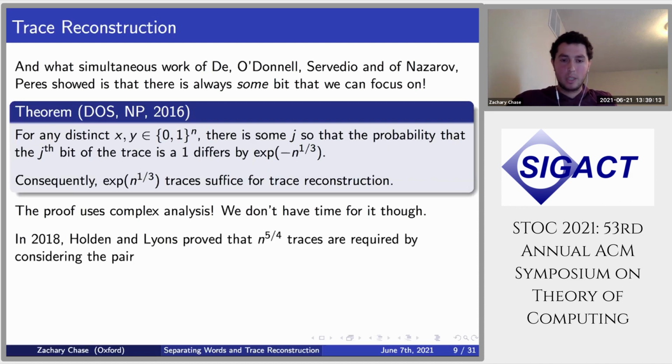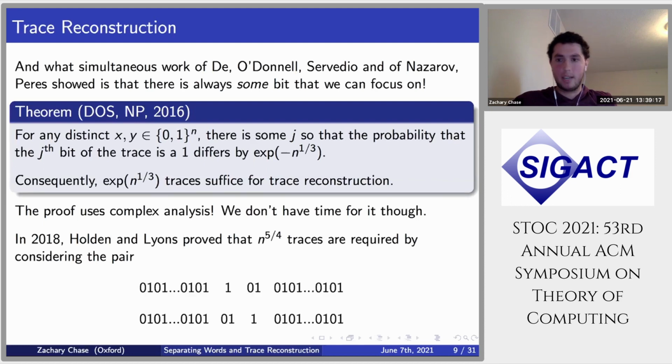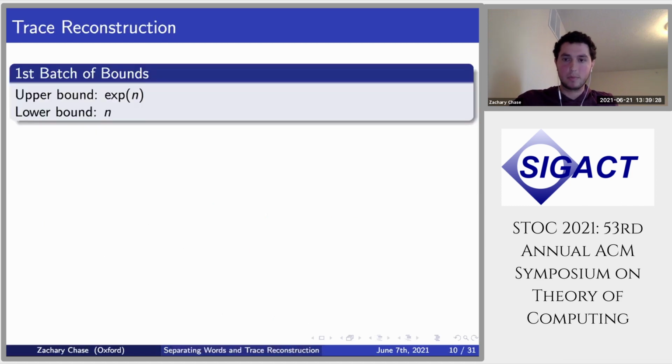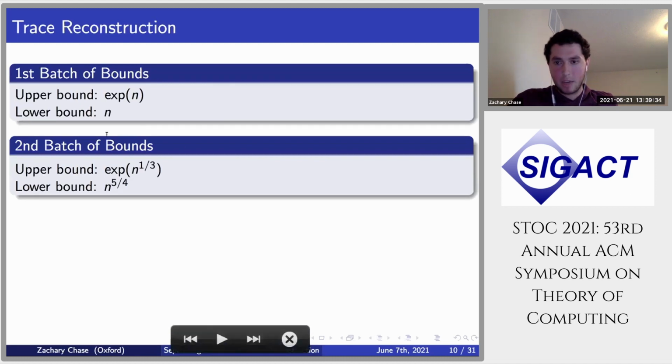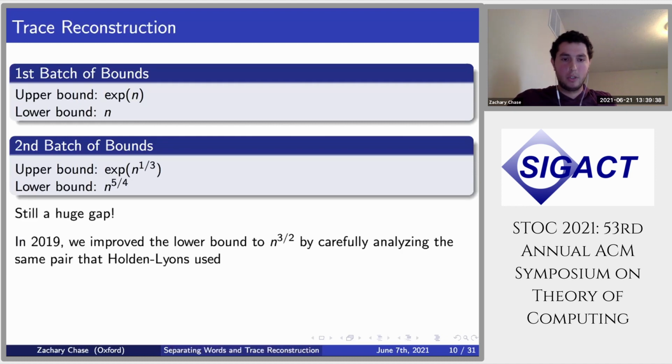In 2018, Holden and Lyons proved that n to the 5 quarters traces are required by considering this pair. The point is you have this defect 1, and it's the only difference, and you're surrounded by a bunch of 0 1s, so it's hard to figure out where it is. So the second batch of bounds were e to the cube root of n and n to the 5 quarters. I did forget there was an upper bound of e to the square root of n proven at some point. So there's still a huge gap.